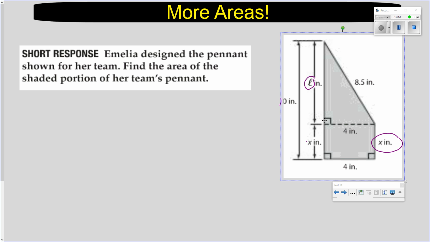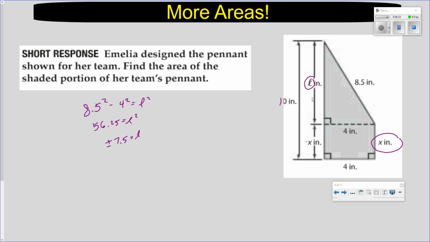So I'm going to think Pythagorean theorem. A squared plus b squared equals c squared. So 8.5 squared minus 4 squared is going to be equal to L squared. So 8.5 squared minus 4 squared, 16. I get 56.25. 56.25 is equal to L squared. Square root of that, we get plus or minus 7.5. I decided to take the square root, so I got to include both.